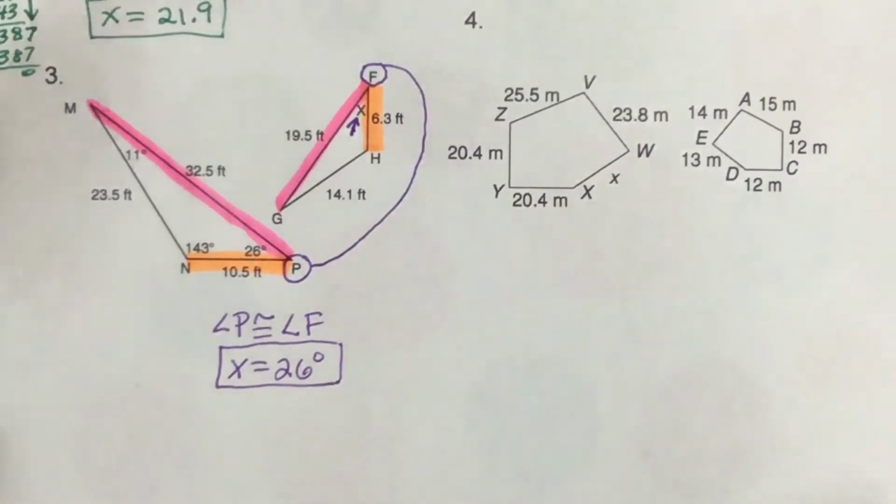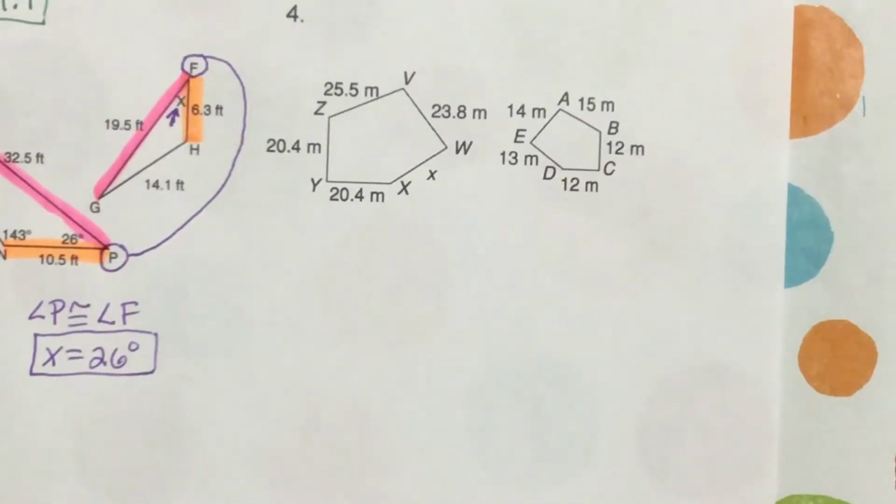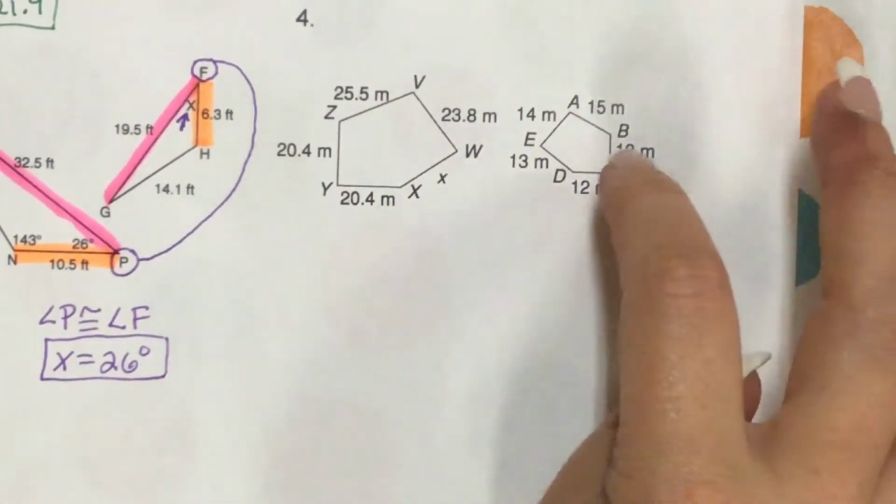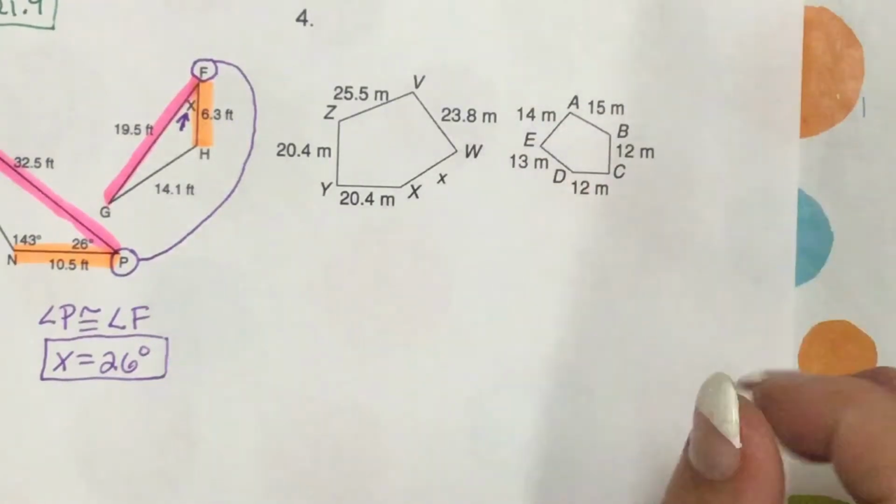Okay, let's go on to problem 4. Okay, so problem 4. We have to figure out which sides are corresponding to each other. So, what I notice about this is it's kind of a weird shape. It's a 1, 2, 3, 4, 5-sided shape.